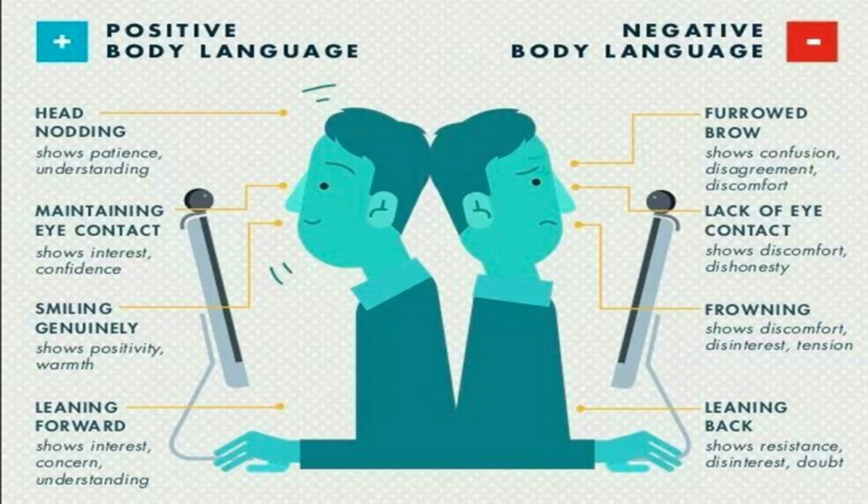On the other hand, if you look at the other side of the picture, it shows negative body language. The guy has a furrowed brow, which shows confusion, disagreement, or discomfort. And there's no eye contact. It shows discomfort or dishonesty. And when somebody's frowning, it shows discomfort, disinterest, and tension. And then when somebody just leans back or slouches, it shows resistance, disinterest, and doubt. So I hope that these tips will not only help you exude confidence, but at the same time be able to know what the other person is feeling.